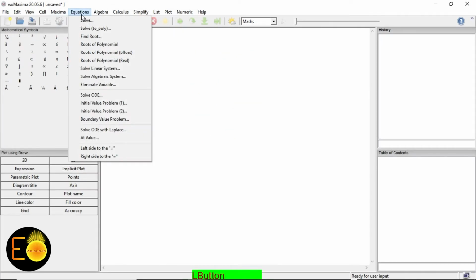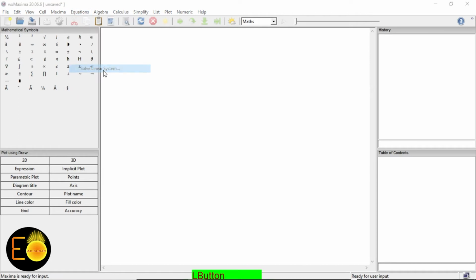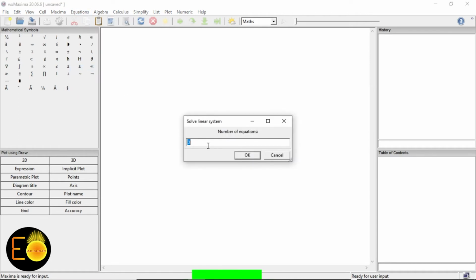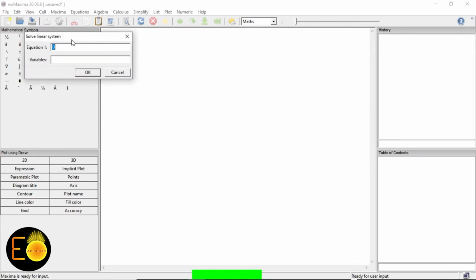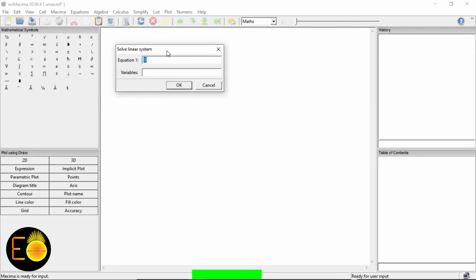So first I'm going to the equation, solve linear system. How many linear equations do I need to solve? That is 1. Okay, so now I must give this expression. So what is the expression? 1.1 times R times C. For the capacitor I'm going to use 0.1 e minus 6, and that equals 2 e minus 3, 2 millisecond. And the variable, obviously, is R.